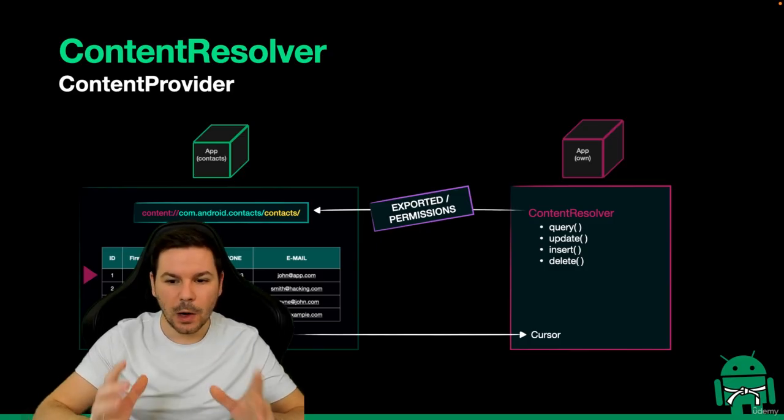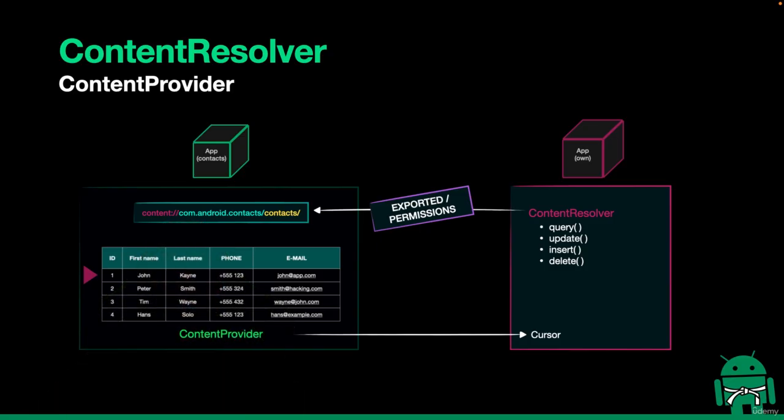Okay, so this is the whole concept. In our own application, we are defining a content resolver. We are asking the content provider to provide an entry to the database, and then we can use the methods query, update, insert, delete to interact with this one. Alrighty? Perfect.